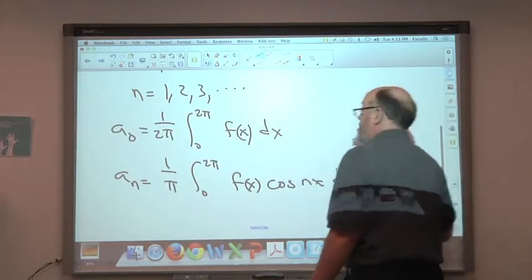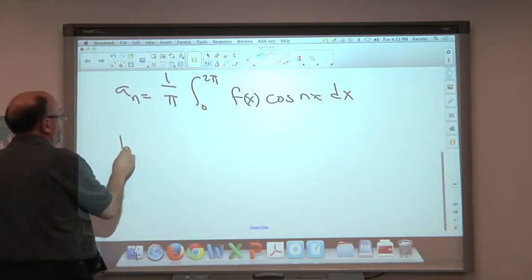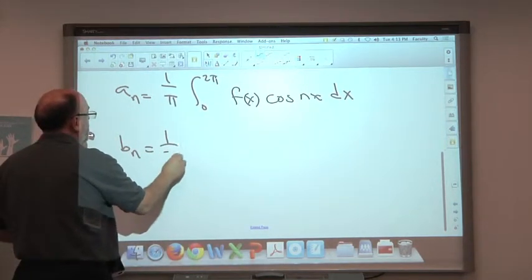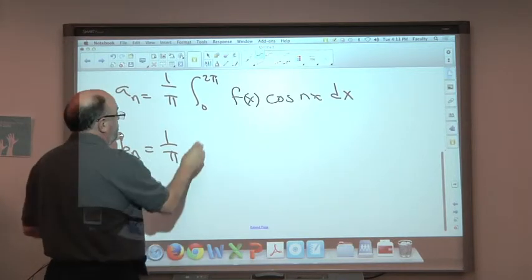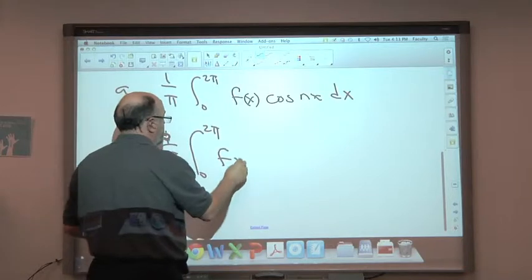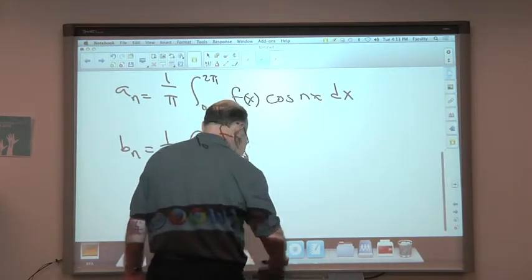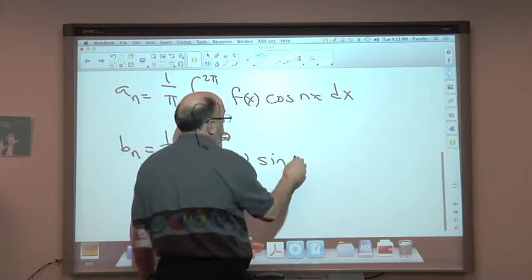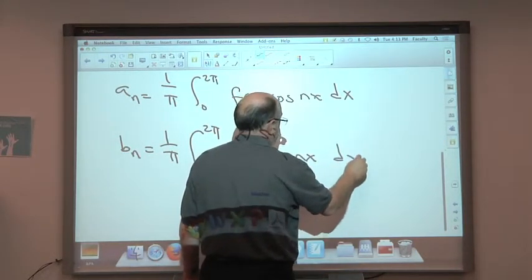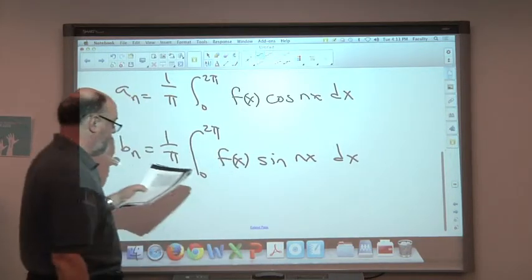And then lastly, b sub n is 1 over pi, integral 0 to 2 pi, f of x sine nx dx, right? And again, n are the integers 1, 2, 3, and so on.